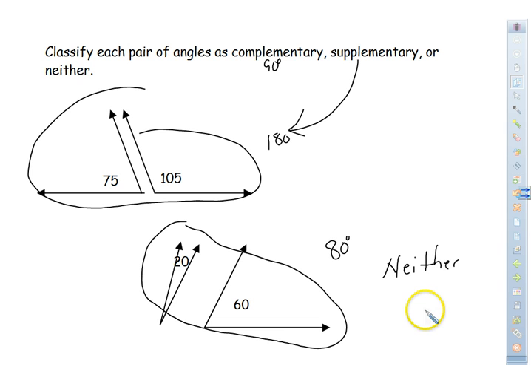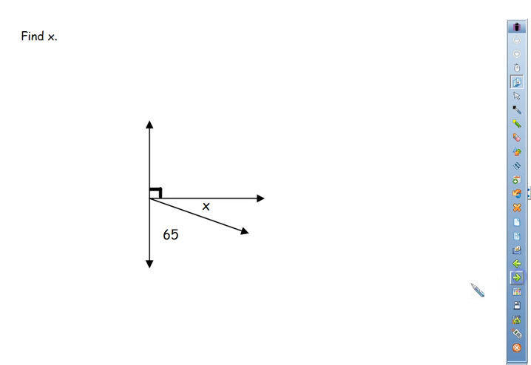Okay? Now let's look at the next problem. It says find x. So find the value of this x. Go ahead and hit pause and find the value.